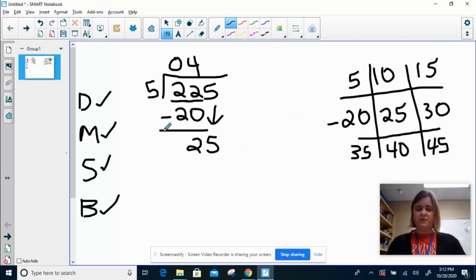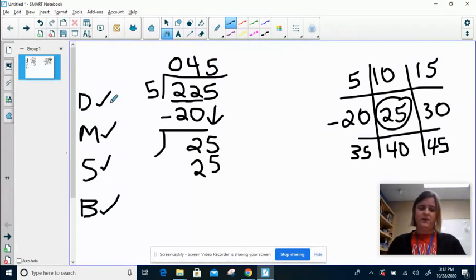I'm looking for the number closest. I'm dividing, so I'm looking for the number closest to 25 without going over. And it is indeed 25. So I'm going to write my 25 here. And what do I have to multiply 5 by to make 25? Well, it's times 1, 2, 3, 4, 5. So I'm going to put my 5 up here.